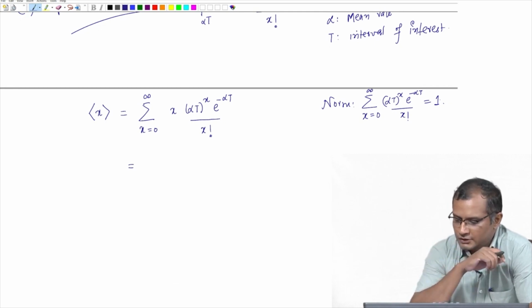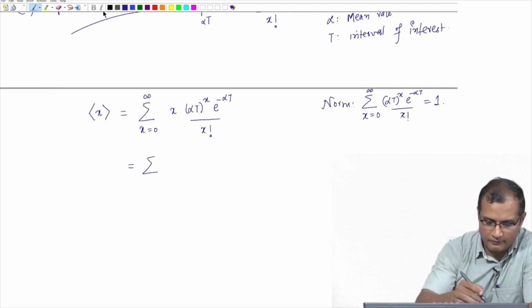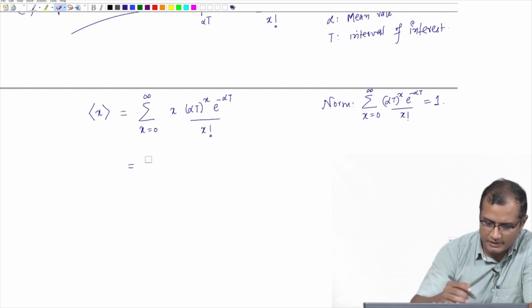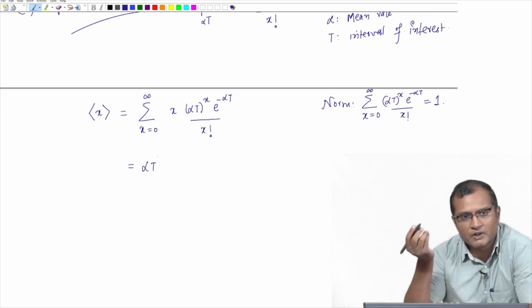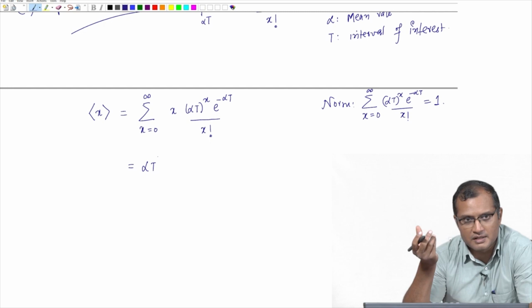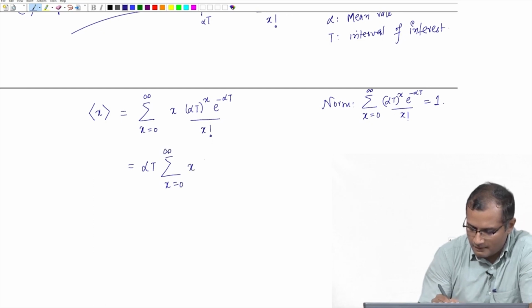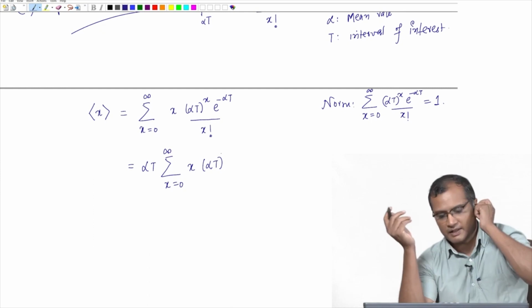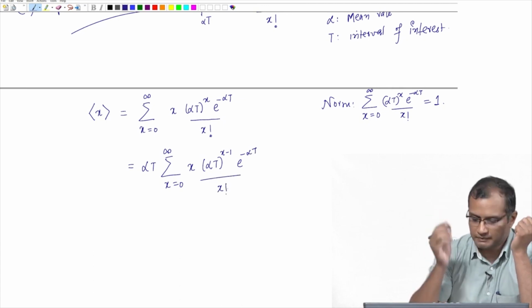Okay. So, I can write my first moment as simply, just rewrite it. I will write an alpha t outside, because alpha is a constant, t is a constant, it does not depend on x. So, I multiply it by alpha and look what this does. To accommodate the multiplication by alpha, I have just taken the power here as x minus 1, e raised to minus alpha t over x factorial.